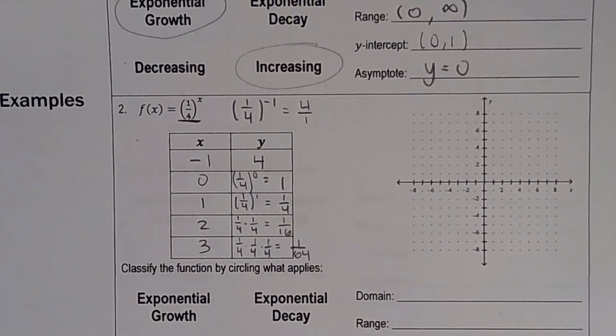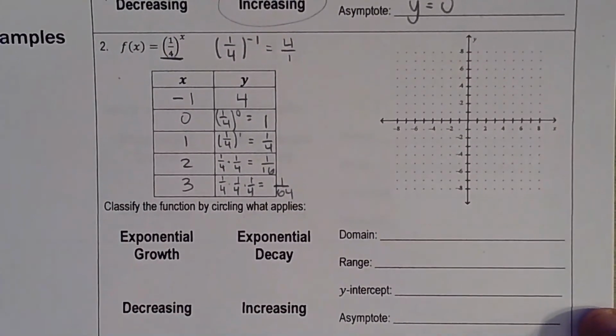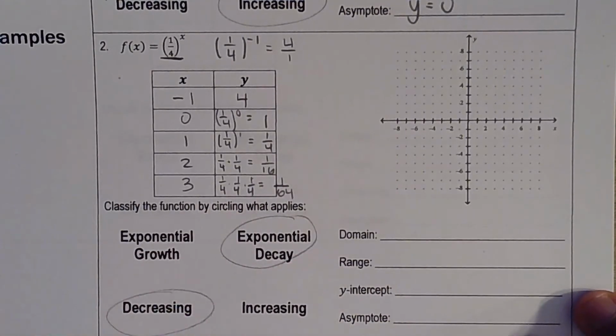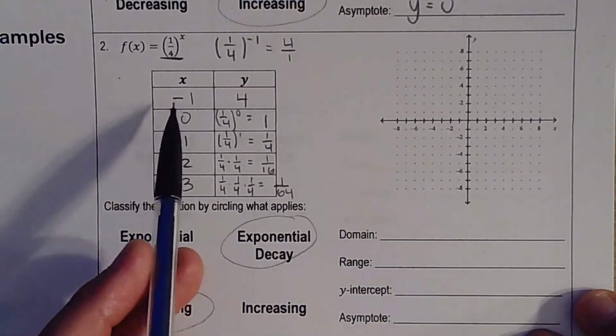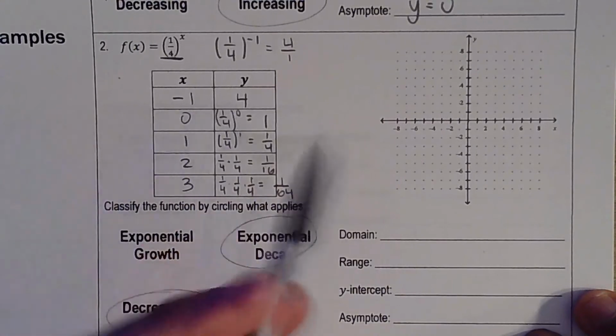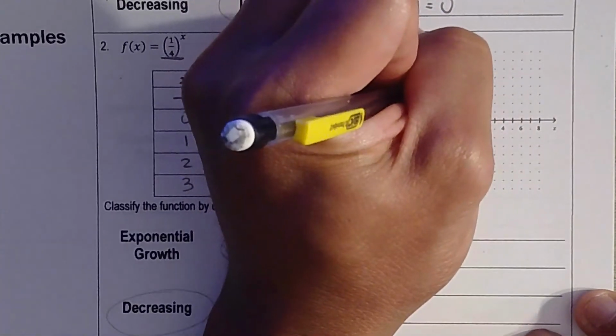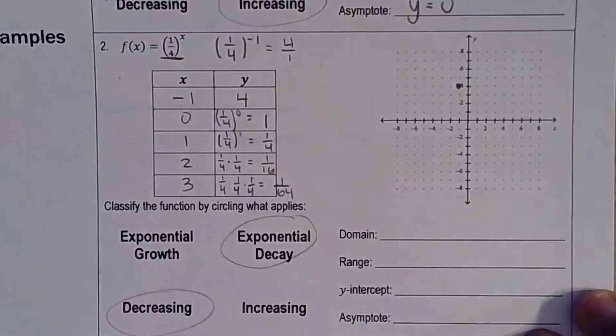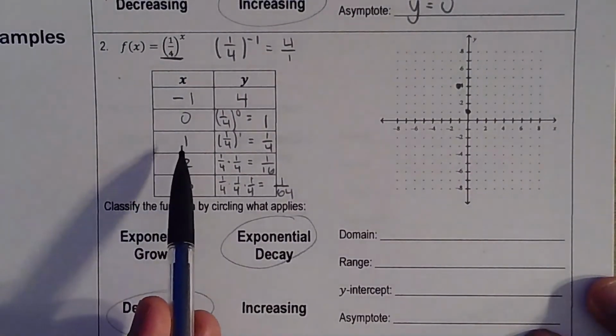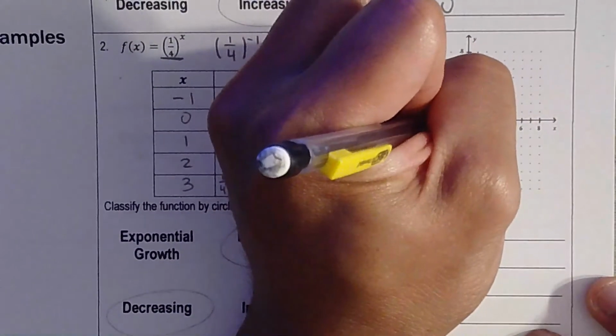All right, so before we go ahead and graph this, let's classify the function by circling what applies. We know that since our b is less than 1, it's going to be exponential decay. And that's the same thing as decreasing. All right, going ahead and graphing, let's graph our points first. We have -1, 4. That's going to be right there. All right, 0, 1, that's going to be right there. And then let's see, 1, 1/4.